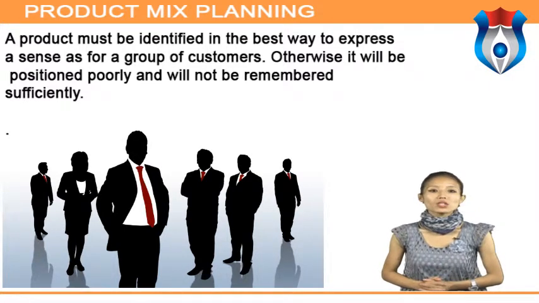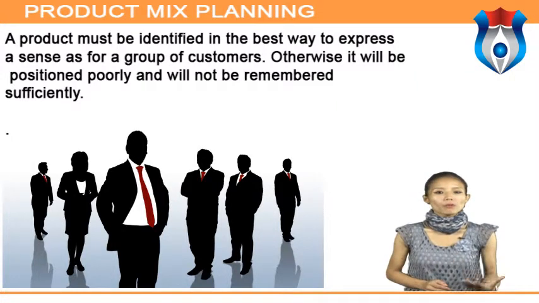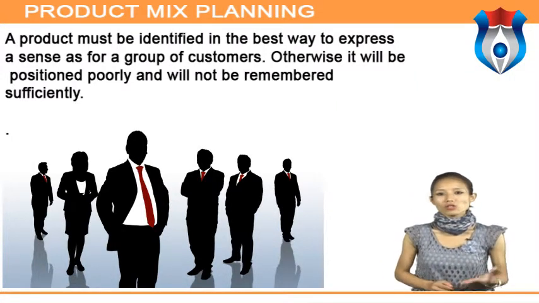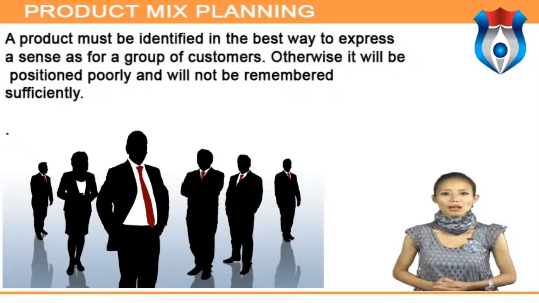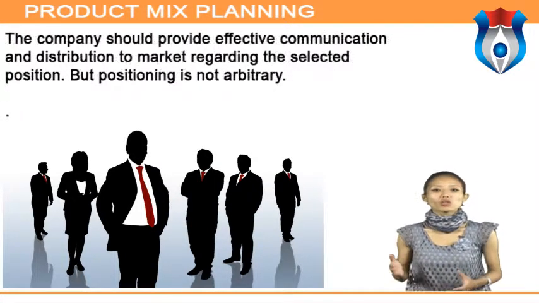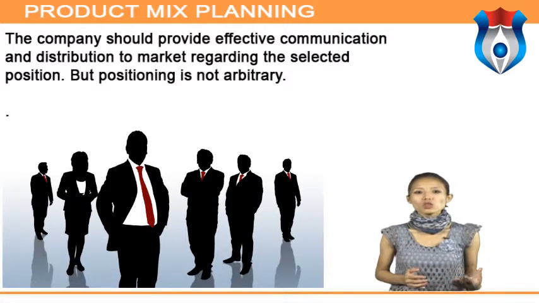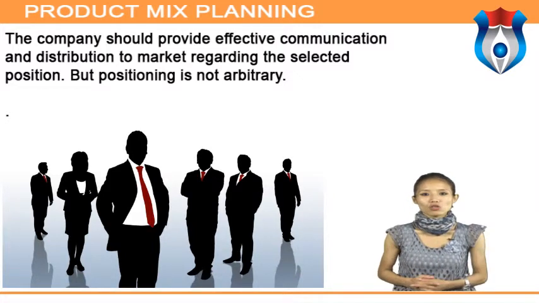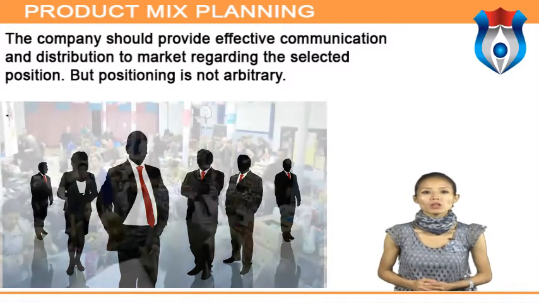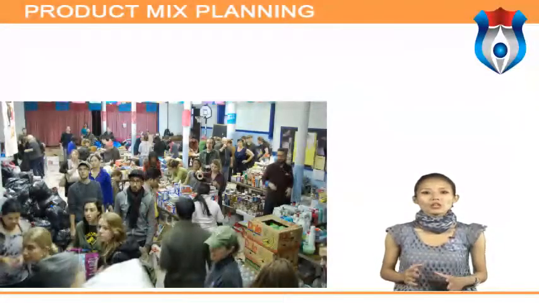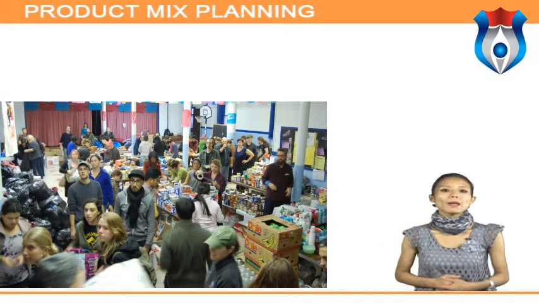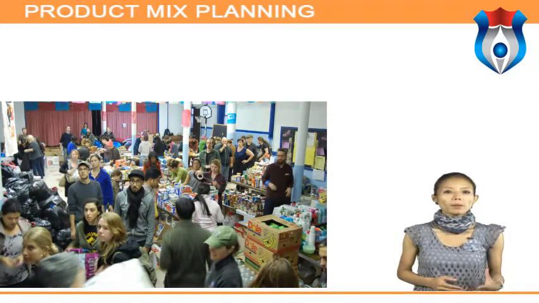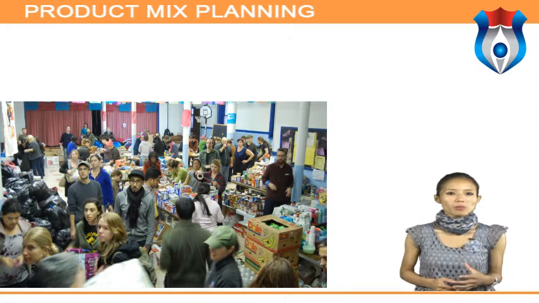A positioning strategy consists of 3 steps: to reveal possible competitive advantages, to select the right competitive advantages, and to choose a comprehensive positioning strategy. Later, the company should provide effective communication and distribution to the market regarding the selected position, but positioning is not arbitrary. A pharmaceutical company could call its medicine the fastest and most reliable medicine in the market, but then another competitor could have selected the cheapest position.